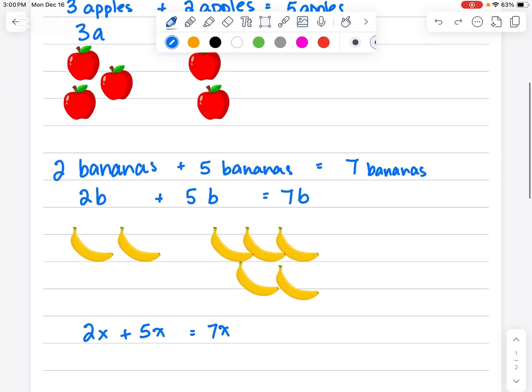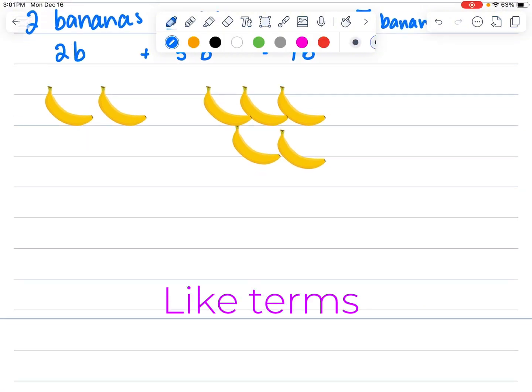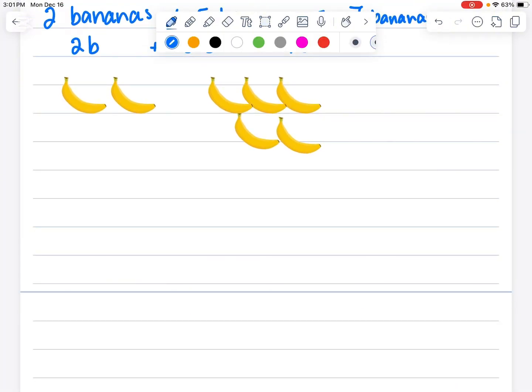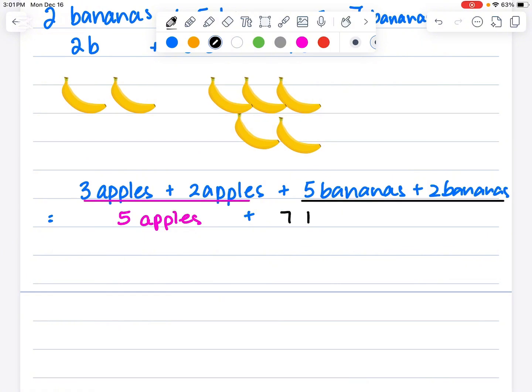There's something else that we want to introduce you to, and it's the idea of like terms. So let's say I had a new statement. Let's say I've got 3 apples in my basket. I go and I grab another 2 apples. And in that same basket, I have 5 bananas, and then I go back for another 2 bananas. Well, how are we going to add this? Well, we can't add apples and bananas together, but I can add these so that I've got 5 apples, and I can add these so that altogether I have 7 bananas.